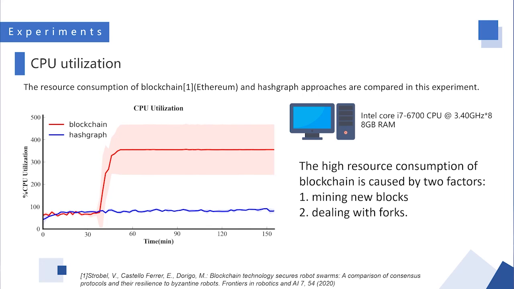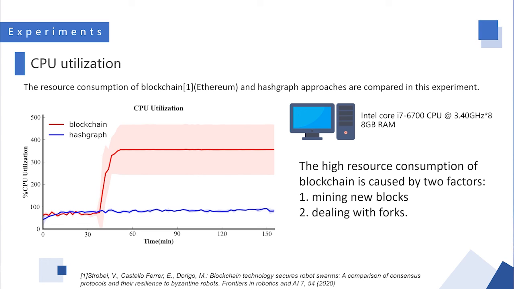In this part, we investigate the resource consumption of blockchain and Hashgraph approaches by counting CPU utilization. The blockchain approach is based on Ethereum, and the difficulty of mining new blocks is set to a reasonable value. The experiment is carried out on a personal computer. The configuration is shown on the right.